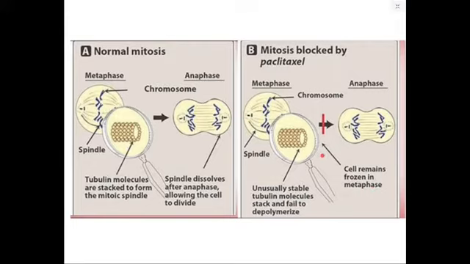Whereas with the other one, when we gave drugs like the vinca alkaloids, we found that it's not able to form the polymers. So here it forms the polymers, and the polymers remain stable. So they cannot allow for anaphase again to occur.